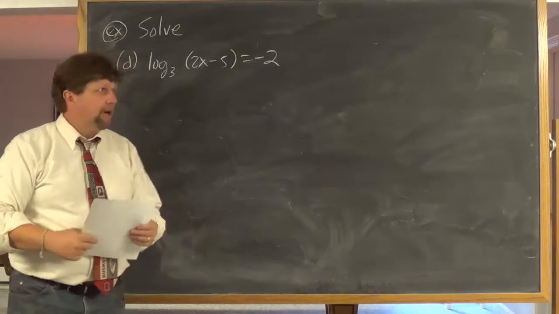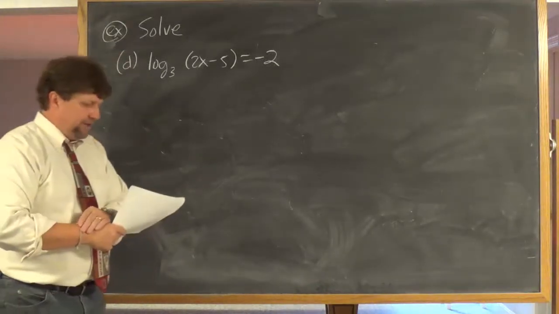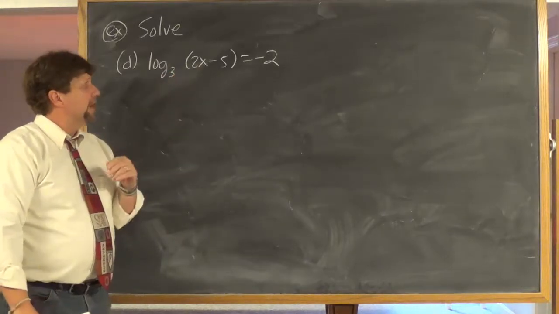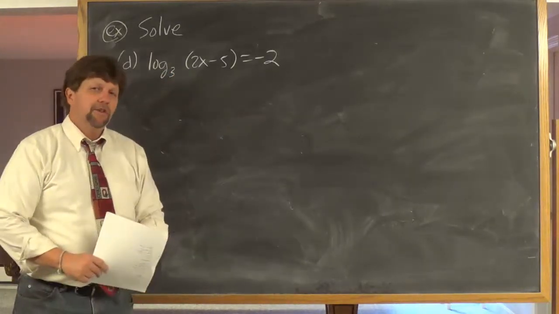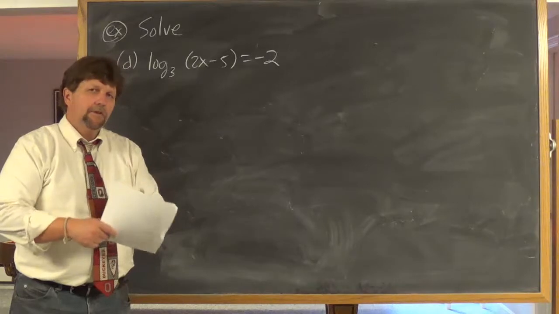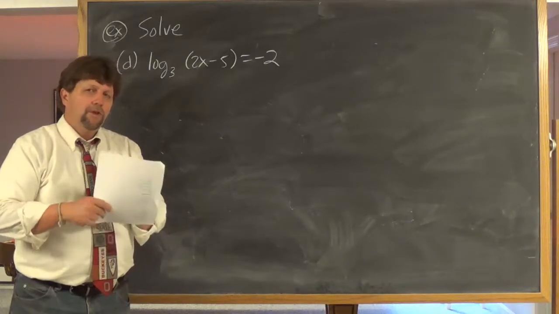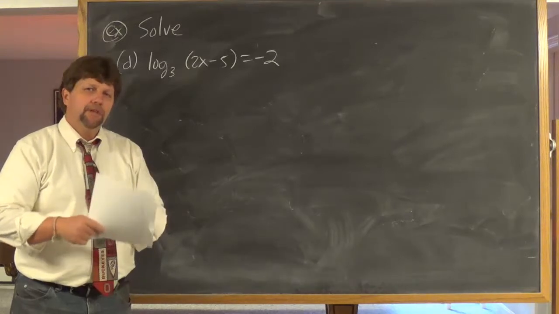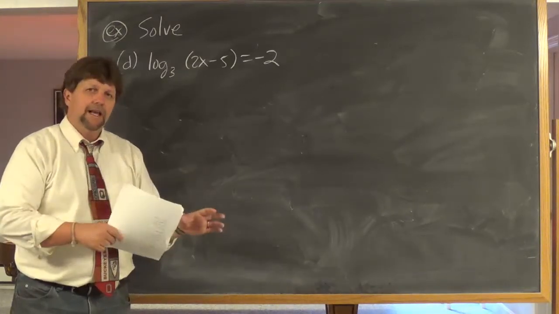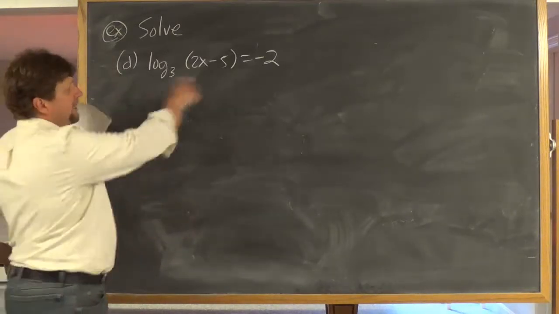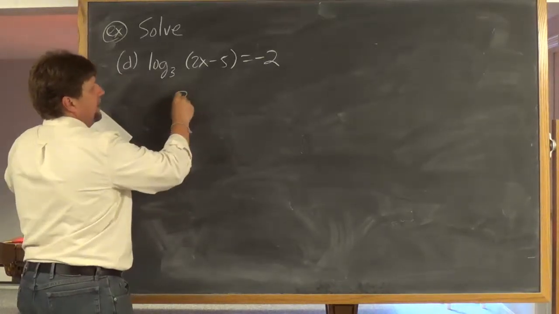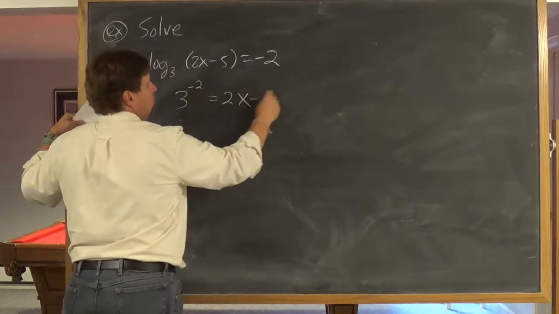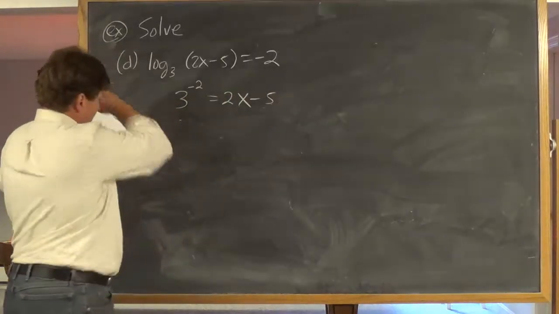Ah, here we are back, part D. We're going to solve this equation. This one looks pretty friendly, actually. We have log base 3 of 2x minus 5 equals -2. That is a single logarithmic equation. We should be able to immediately rewrite that as an exponential equation, stuff we did last week. So I can rewrite this in exponential form: 3 to the -2 equals 2x minus 5.